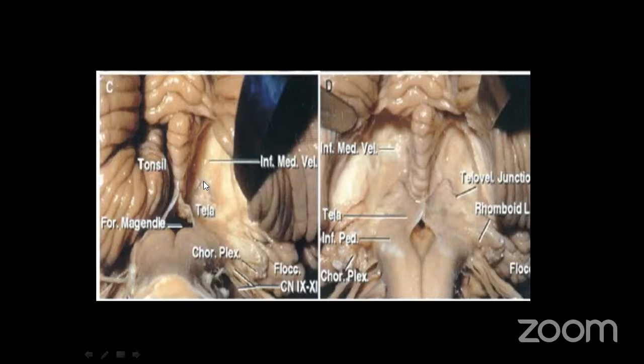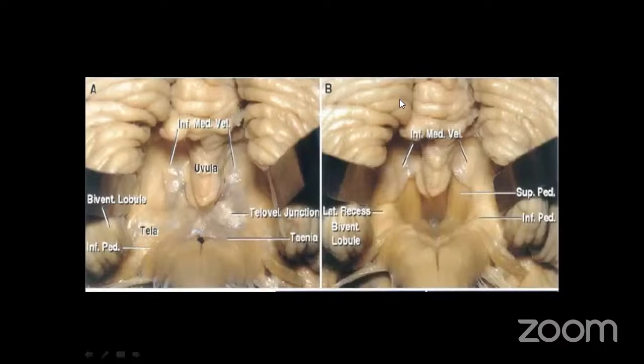This is in my mind an important corridor for the telovelar approach, in which we utilize this natural corridor. We separate the tela choroidea from the inferior medullary velum, and we can gain access without damaging the important vermian structures, in an approach to fourth ventricular tumors, the medulloblastoma or ependymoma, etc. So again, inferior medullary velum, the telovelar junction. This is the roof of the fourth ventricle, more specifically the inferior portion of the roof of the fourth ventricle.